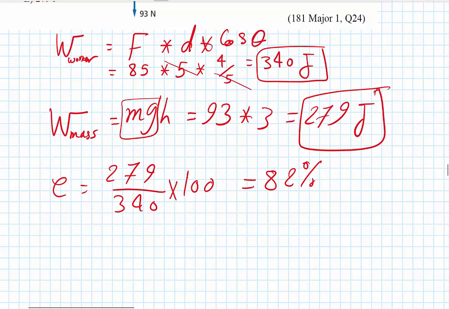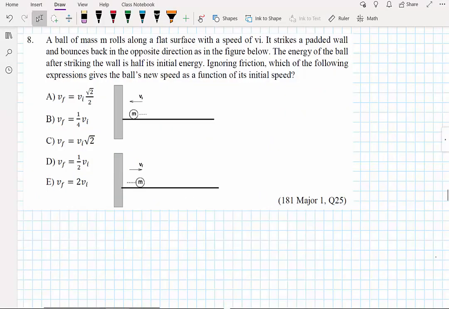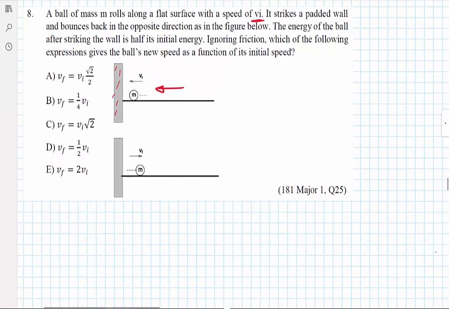So in this problem, a ball of mass m rolls along a flat surface with a speed of vi. This is the initial speed of the object, vi. It strikes a padded wall and bounces back in the opposite direction as in the figure below. The new speed after it bounces back is v final. The energy of the ball after striking the wall is half its initial energy. So the object lost half of its initial energy.